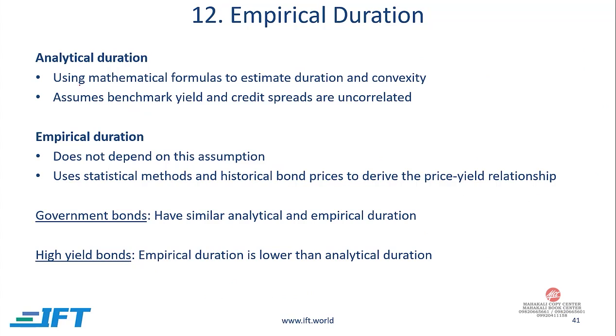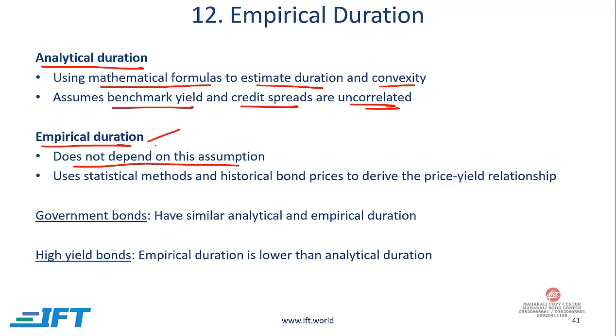In this reading, we've been using mathematical formulas to estimate duration and convexity. This approach, where we use mathematical formulas, is called analytical duration. And here the assumption is that the benchmark yield and credit spreads are uncorrelated. Empirical duration, on the other hand, does not depend on this assumption. So empirical duration uses statistical methods and historical bond prices to derive the price-yield relationship. It does not assume that the benchmark yields and credit spreads are uncorrelated.